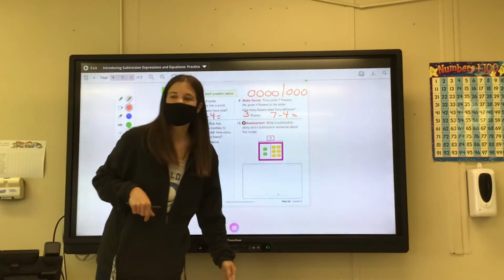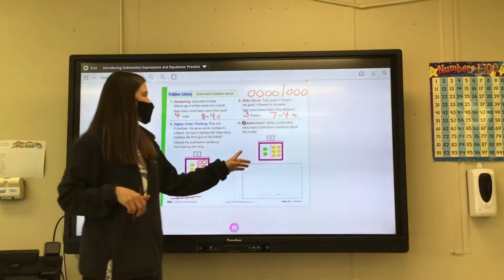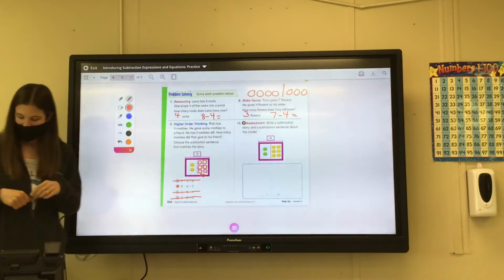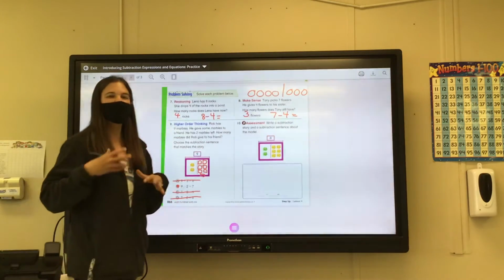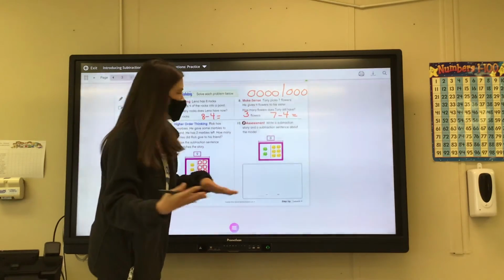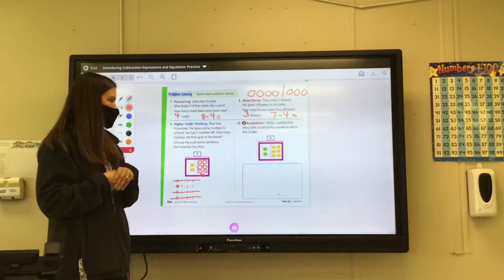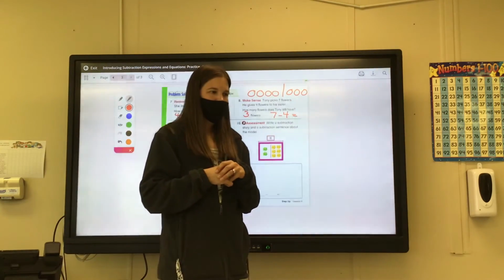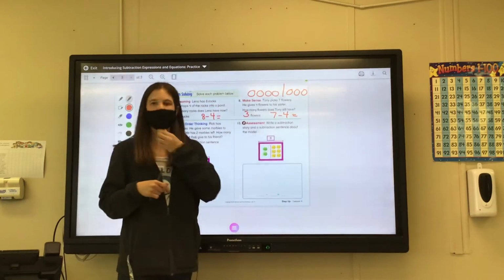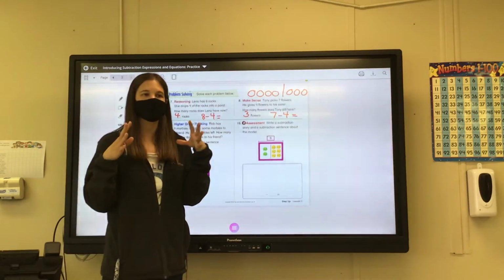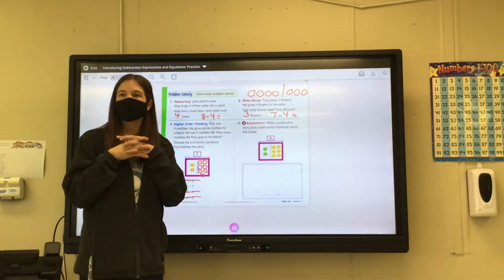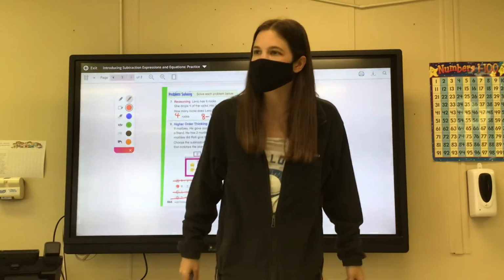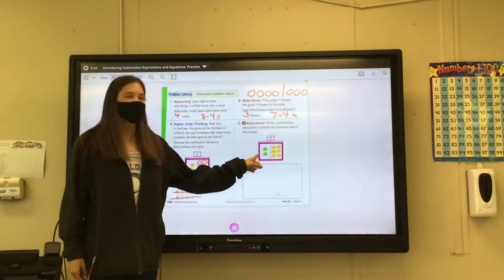Okay, now look at number 10. Write a subtraction story and a subtraction sentence about the model. So let's go ahead and tell a subtraction story and we'll write in our equation or subtraction sentence, okay? So what number are we starting out with? 8. 8 is the whole number. So we can say there were 8, what? Cats. There were 8 cats. How many ran away? 2.